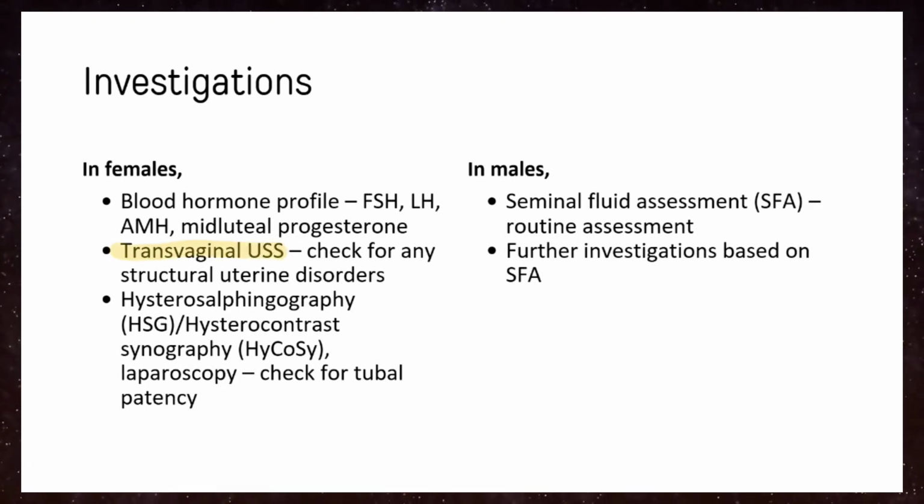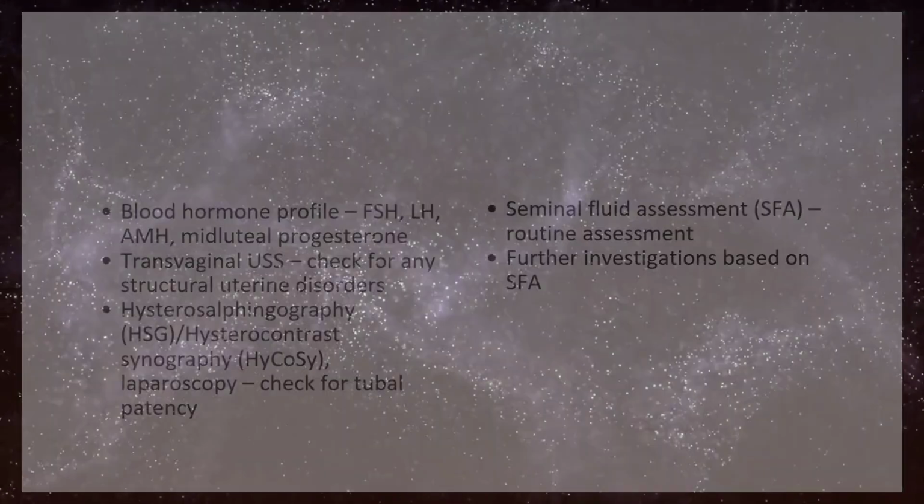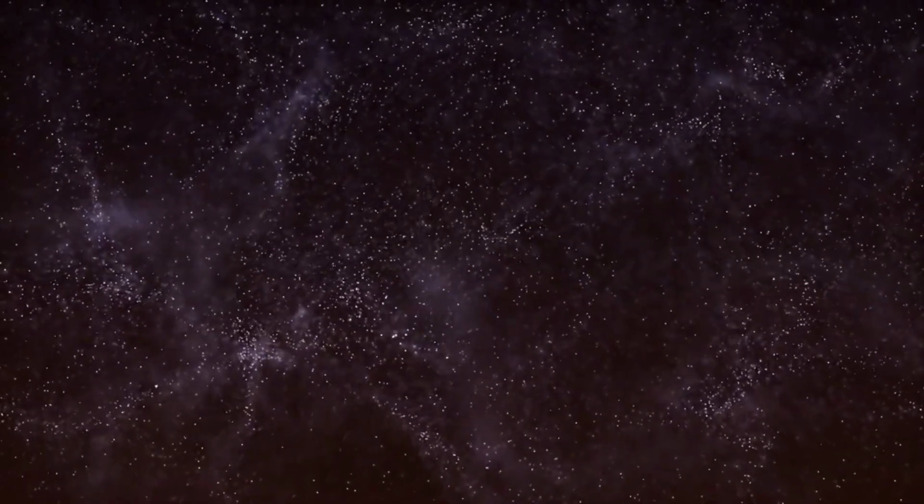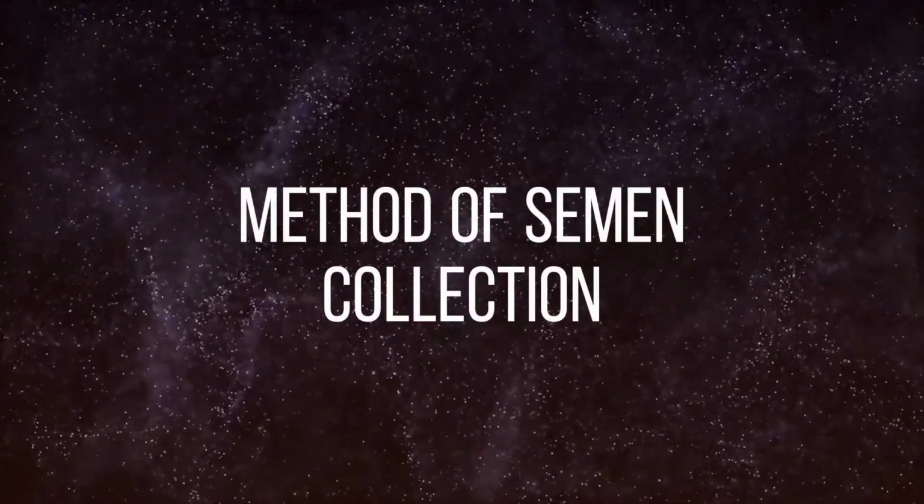Transvaginal ultrasonography is helpful to determine whether any structural lesion in the uterus is present or not. Hysterosalpingography, hysterocontrast sonography, or laparoscopy can be used to assess the tubal patency in the females. In males, the main investigation we perform is the seminal fluid analysis, which will be the focus of today's video. Before we dive into how seminal fluid analysis is done, we will focus on the method of semen collection first.